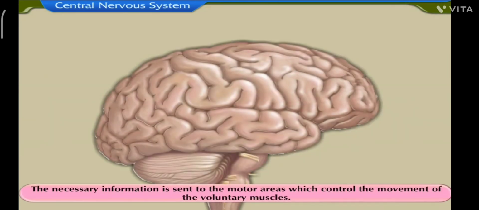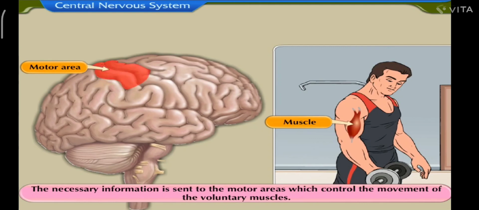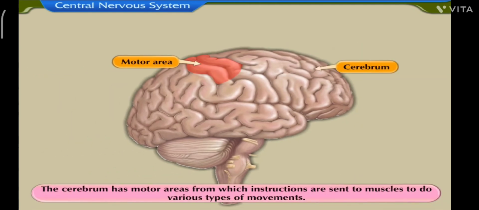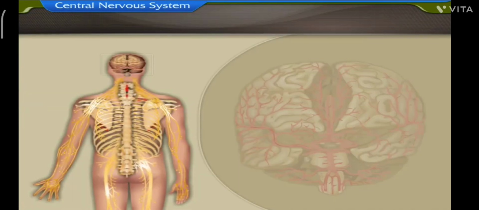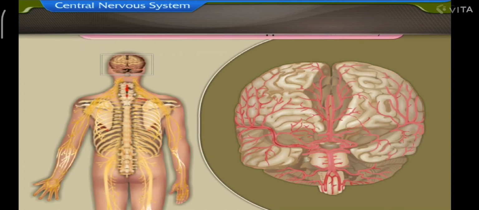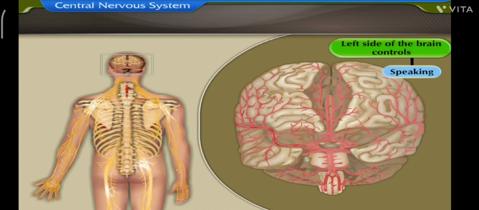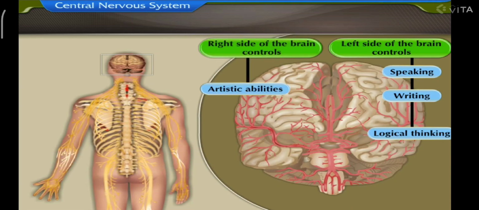The necessary information is sent to the motor areas which control the movement of the voluntary muscles. The cerebrum has motor areas from which instructions are sent to muscles to do various types of movements. It is interesting to know that each side of our brain controls the opposite side of the body. The left side of the brain controls speaking, writing, and logical thinking, while the right side controls artistic abilities.